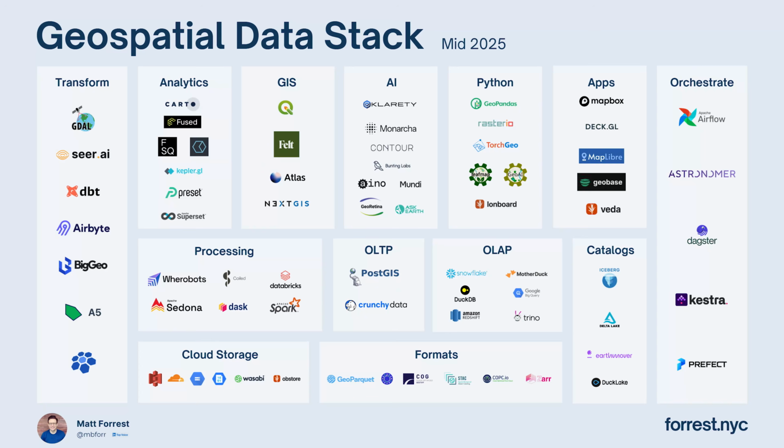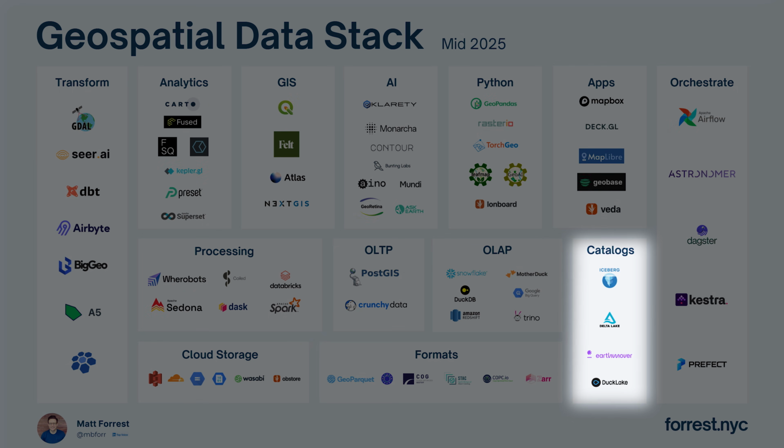And that's where catalogs come in. Now, catalogs add the intelligence on top of your storage, so things like search, histories, schemas, versioning, even access rights and stuff like that all live within these catalogs. And there's a few different ones you want to be aware of.